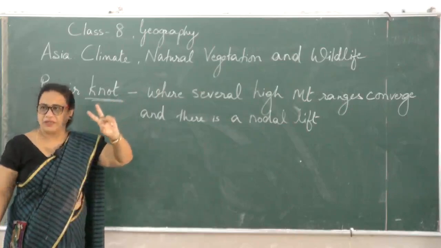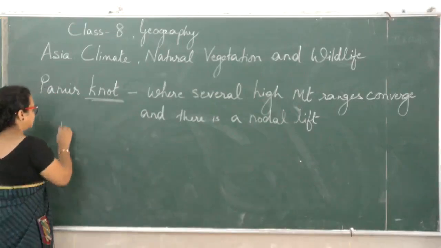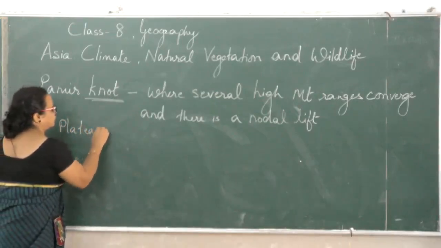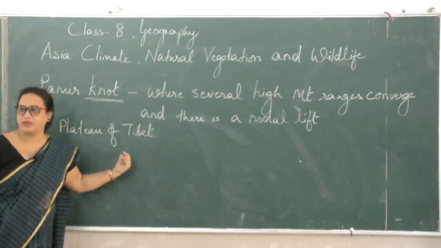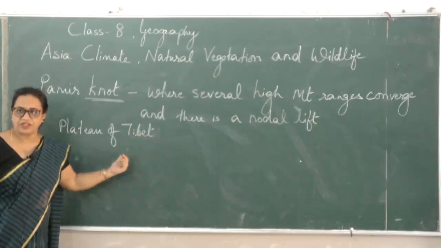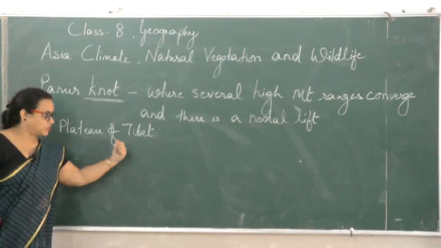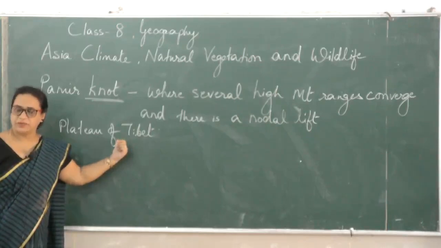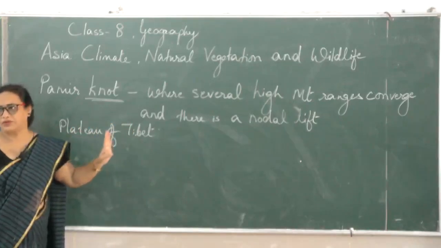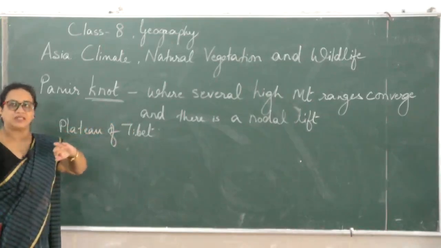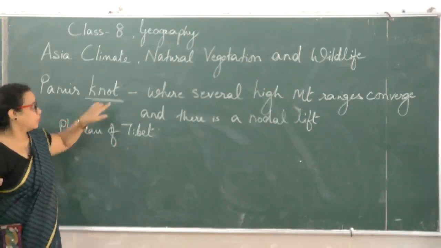Clear? Now little bit it might be confusing. Please remember, Pamir knot is also called the roof of the world, and plateau of Tibet is also called the roof of the world. Now you have to be careful when you read question papers. If the question comes, name the plateau which is called the roof of the world, you are mentioning the Tibetan plateau. Okay? Because it's the very vast extent it has, and it is the highest compared to all other plateaus in the world. But if you are simply asked, name the roof of the world, you are mentioning Pamir knot. Clear?